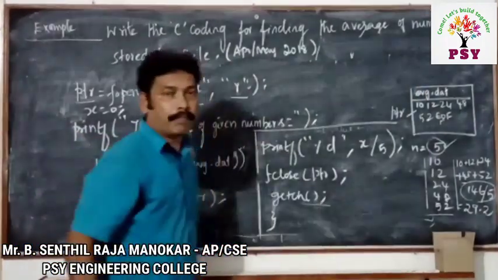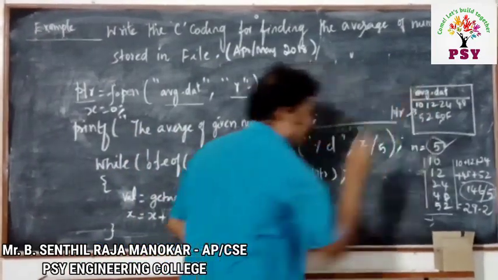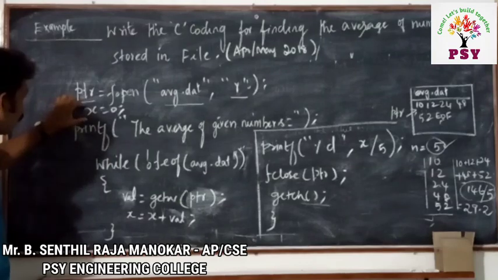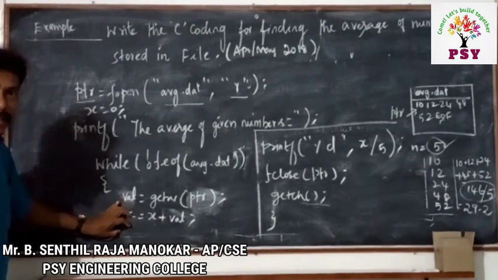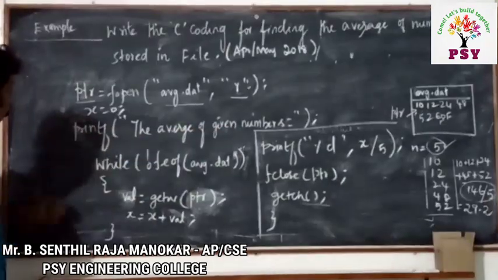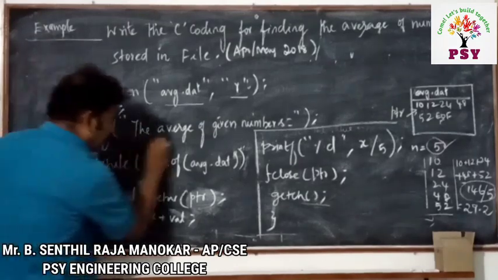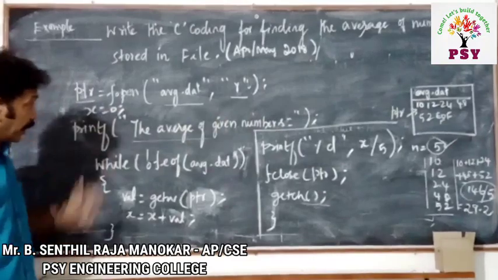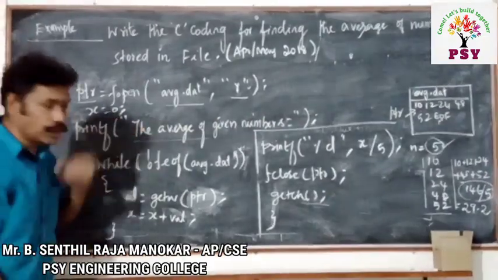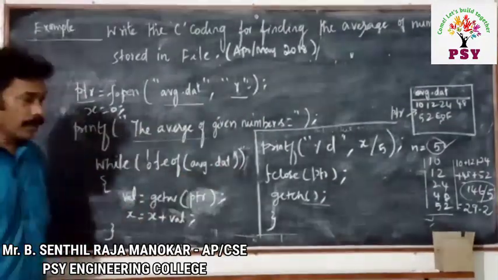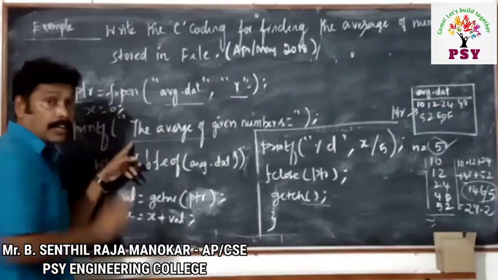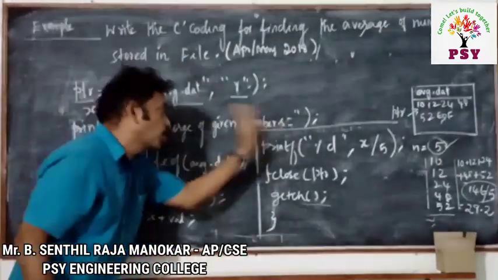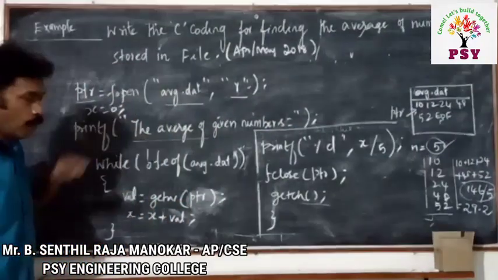The first value, pointing to the first value of this file. Then next, x is equal to 0. This variable we are going to use for the sum of all the values. Then we have a printf statement. Once you get the values one by one, finally we are going to print the average through the formula. So for that we have a console output statement, "Average of given numbers is equal to". That is why I have written it over here.